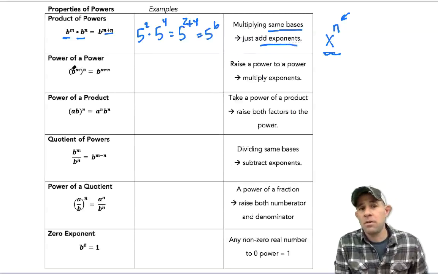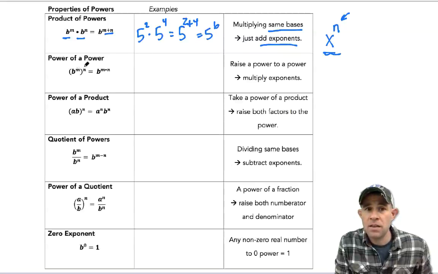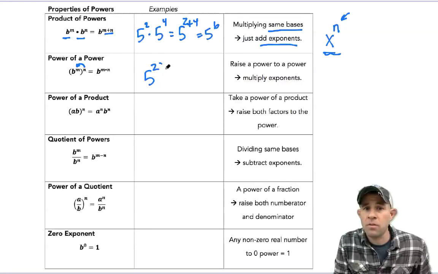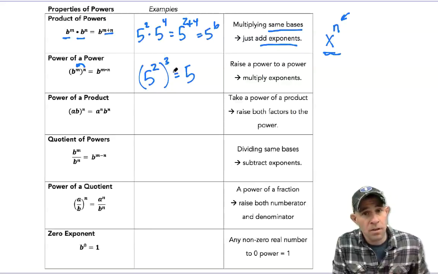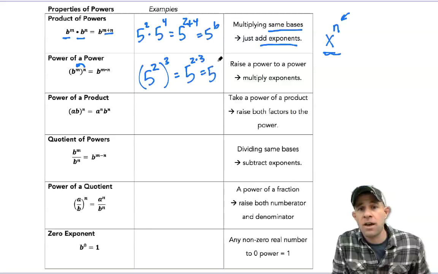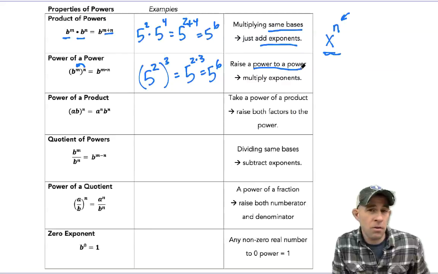Our next property is known as the power of a power. So now we're taking the power of a power. When we do this, we're going to simply multiply the exponents. So for example, 5 squared to the 3rd power is going to be equal to 5 squared times itself 3 times, which is 5 to the 2 times 3, which is 5 to the 6th power again. So when we're raising a power to another power, we're going to multiply our exponents.